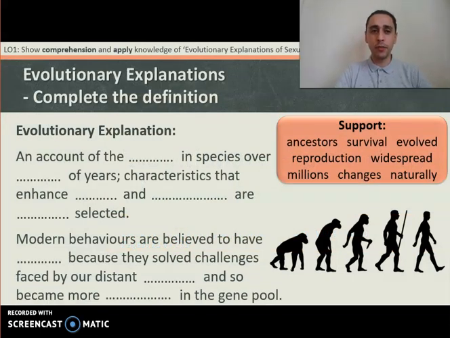So, let's have a look at the definition first of all. Complete the definition: evolutionary explanation. Fill in the gaps as I am. Try and do it as we go along. Pause the video now and try and complete it yourself. Support words are on the right.